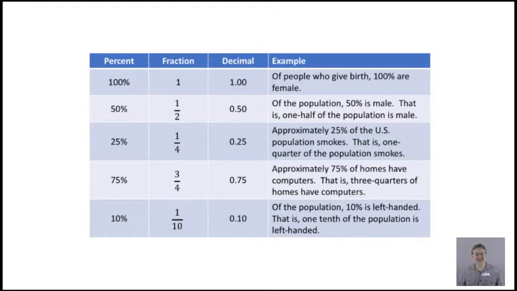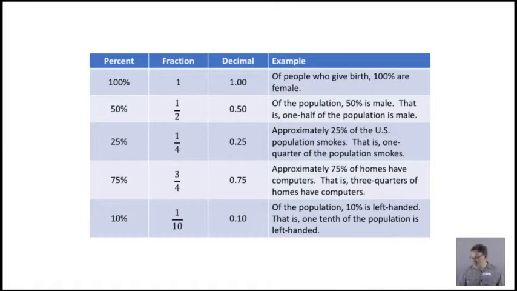50% can be represented as 1/2. That as a decimal is 0.5. An example is of the population, 50% of the population is male. That's approximately true. That is, 1/2 of the population is male. It's actually slightly less than 50% is male.